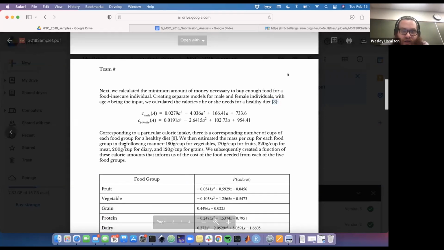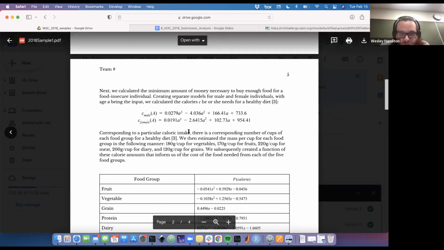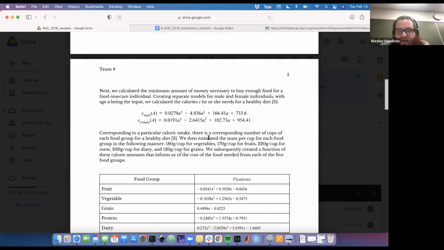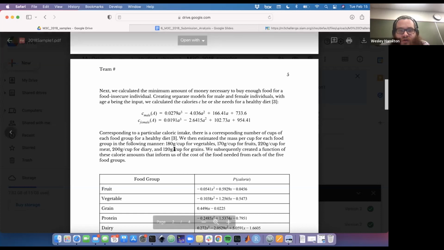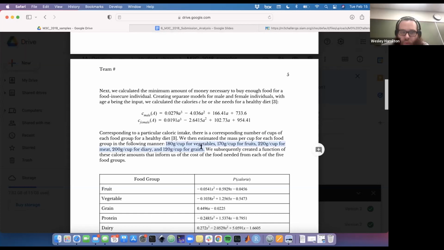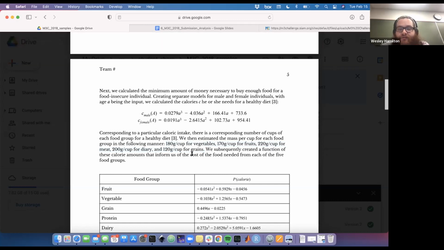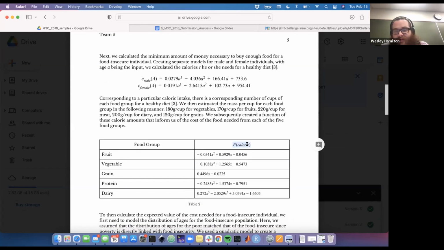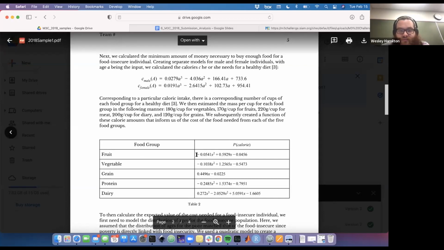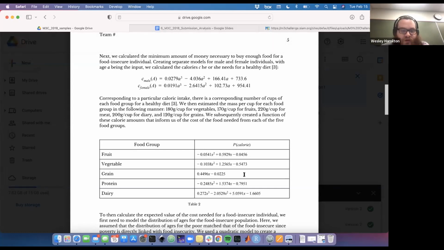And they say, okay, corresponding to a particular caloric intake, there is a corresponding number of cups of each food group for a healthy diet, then they estimated the mass per cup for each food group, and they give these quantities that are needed, presumably also coming from the same reference. And then they create these functions for these calorie amounts and inform us of the cost of the food needed from each of the 5 food groups. And so then presumably P is going to be price. So price per calorie for fruits. This is their quadratic fit. For vegetables, this is their fit, etc. Okay.